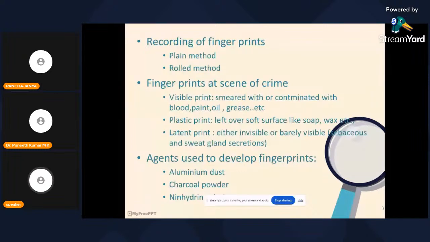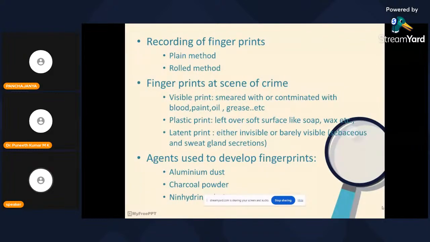And the plastic print is a fingerprint left on a soft surface like soap, wax, etc., which can easily be lifted with other instruments like cellophane tape. That is a plastic print.